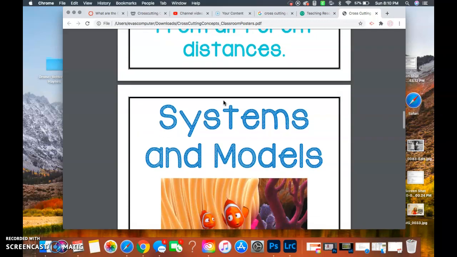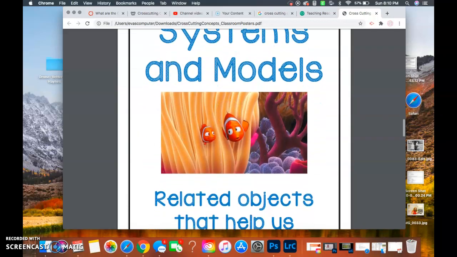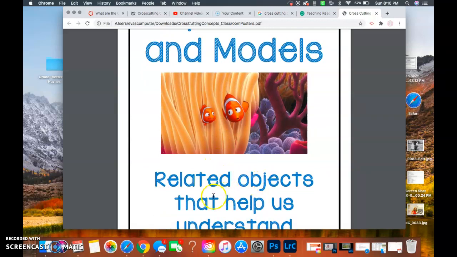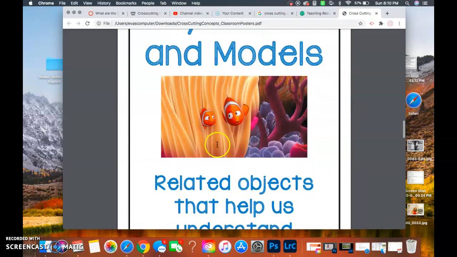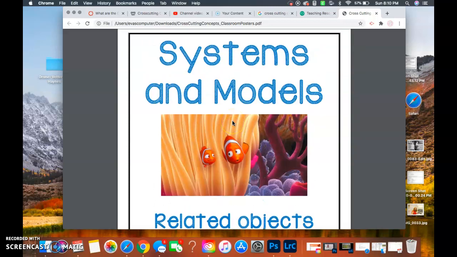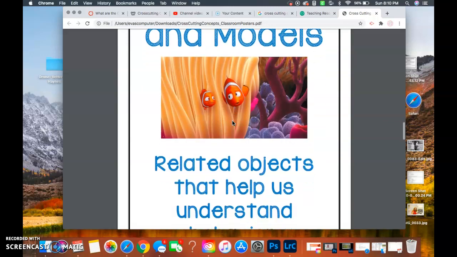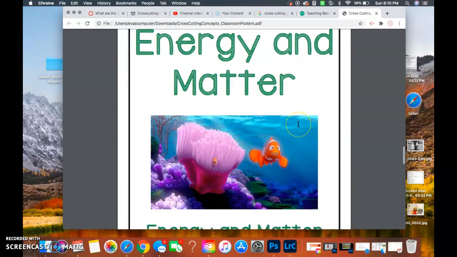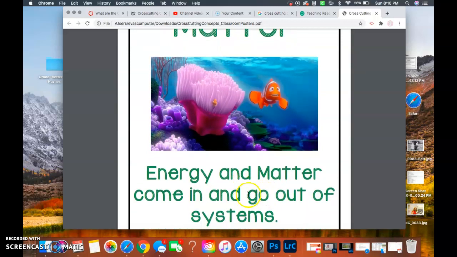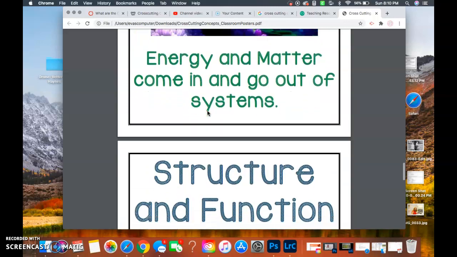System and system models. I really like this one because it says related objects that help us understand behavior. So we draw models and we look at systems to help us understand why things behave the way that they do or why things function the way that they do. Energy and matter: energy and matter come in and go out of systems. So think about the water cycle. Think about the life cycle of a plant. These are examples of energy and matter.